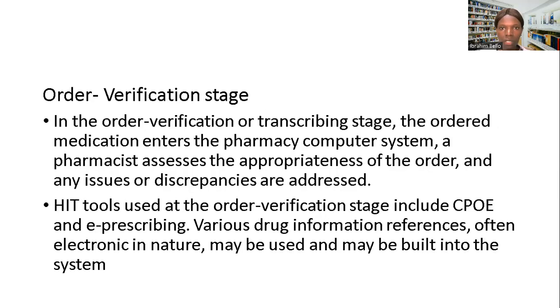In the order verification or transcribing stage, the ordered medication enters the pharmacy computer system. A pharmacist assesses the appropriateness of the order and any issues or discrepancies are addressed. Health information tools used at the order verification stage include computerized provider order entry and electronic prescribing. Various drug information references, also electronic in nature, may be used and may be built into the system.